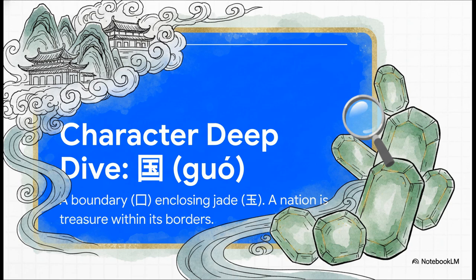The character for country, 国, is a box, a boundary. And inside that box is the character for jade, yù. Now, in Chinese culture, jade is everything. It's not just a rock. It symbolizes purity, virtue, value, royalty. It's the ultimate treasure. So a country is literally treasure protected within its borders. It's a powerful worldview that sees a nation's people and its culture as something precious to be protected.